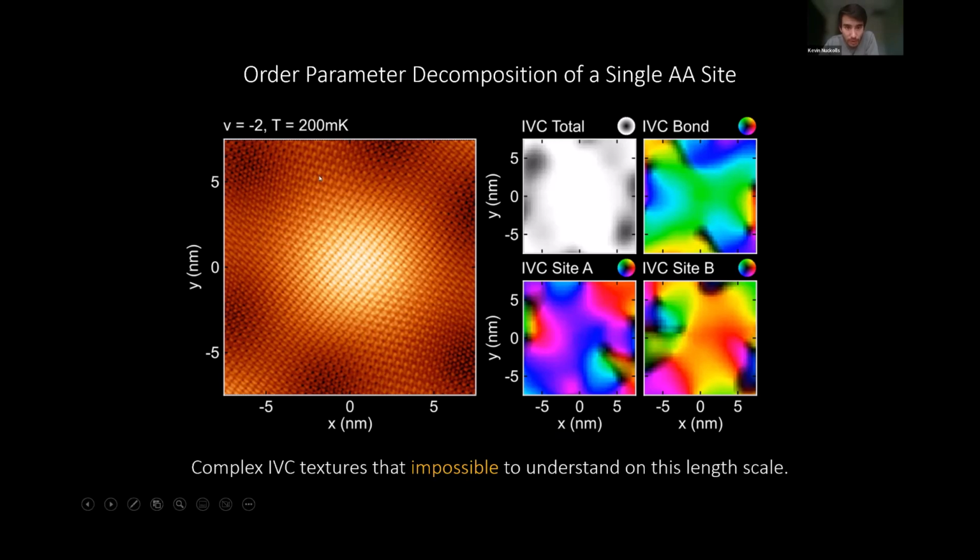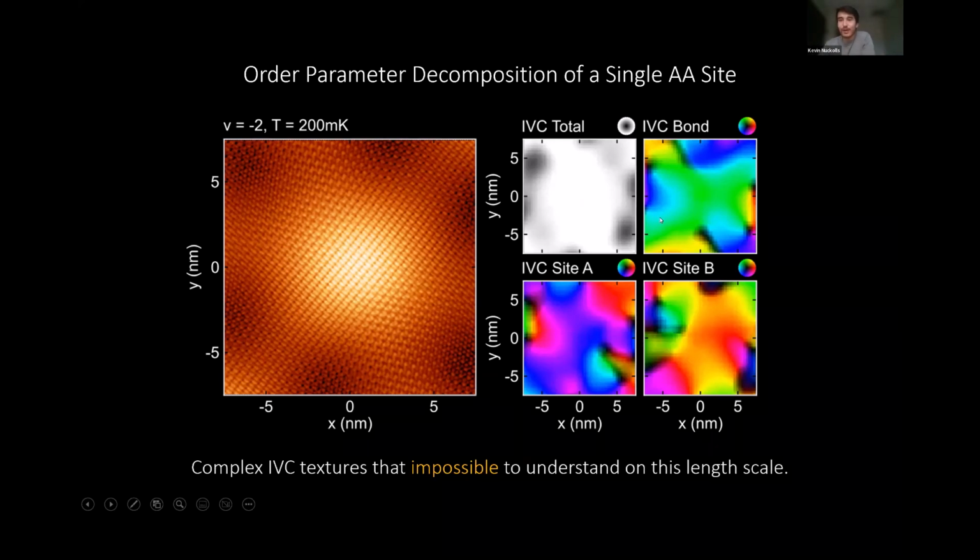So you can see that the R3 pattern is modulating very rapidly on the atomic scale, or on the Moiré scale, and that's exactly what's being captured by the colors in these complex order parameters, is that these are kind of coming and going and changing their shape all rapidly on this length scale. It's almost impossible to tell what's going on if you just look at one single AA site.